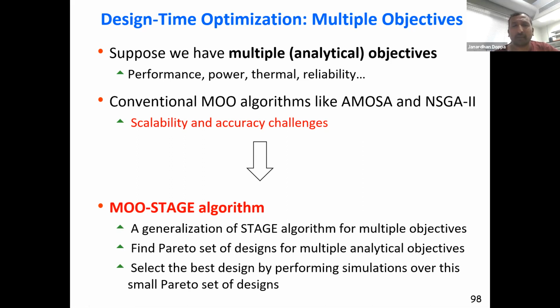In fact, this algorithm was developed by Biresh. It can be seen as a generalization of the STAGE algorithm for multiple objectives. When you have a single objective, you know that there is basically one point with an optimum. But when you have multiple objectives, there is not a single optimum, right? So the overall solution of a multi-objective problem is what is called a Pareto set, which means that these are the designs that optimally trade off these objectives. After you are done with the optimization, the hardware designer can decide what is the most appropriate trade-off that an application requires, and you select that particular design. You would do that by performing simulations over this Pareto set.